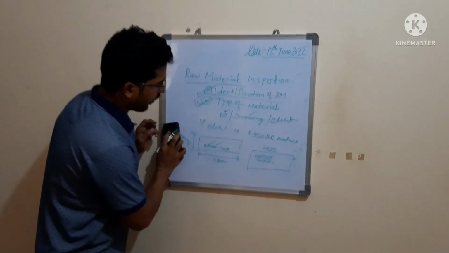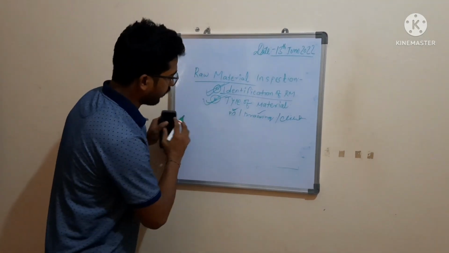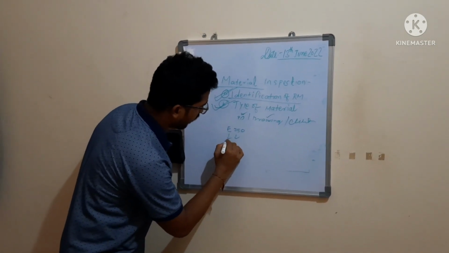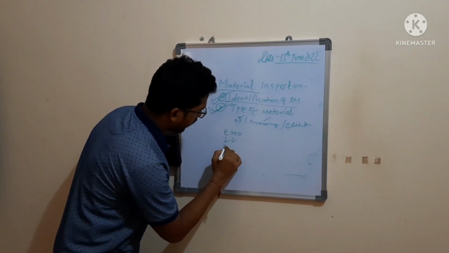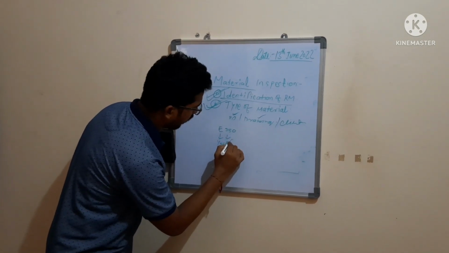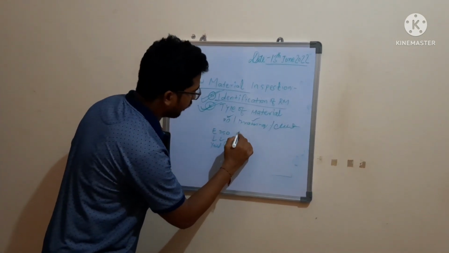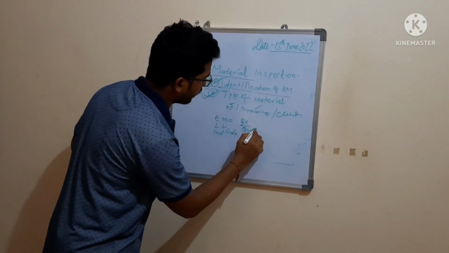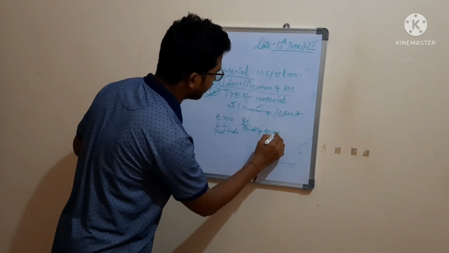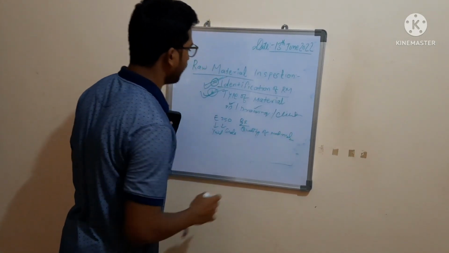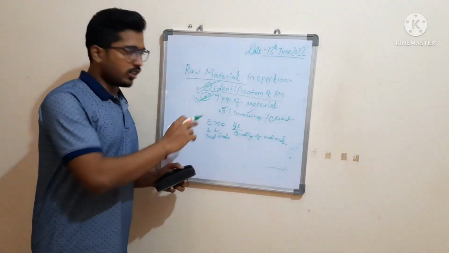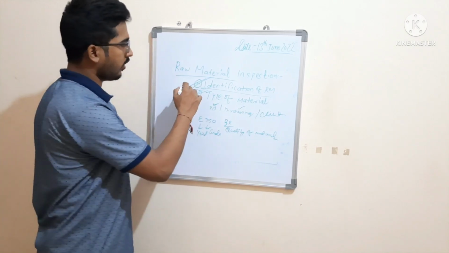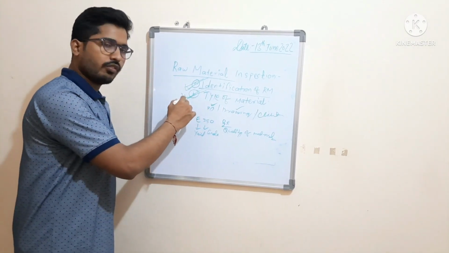So here, E350 means this is the grade: E for yield strength, 350 grade. BR means quality of the materials. So these two things we got on how to inspect the materials. One is identification of raw material, second one is type of material.